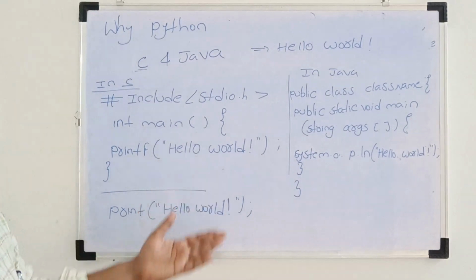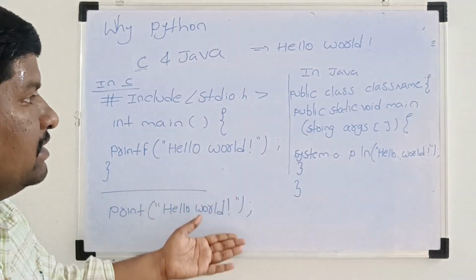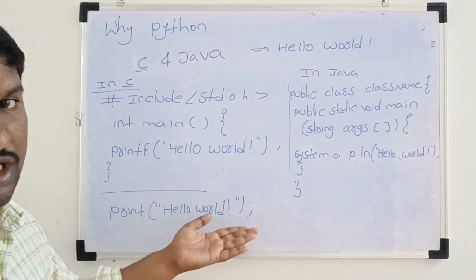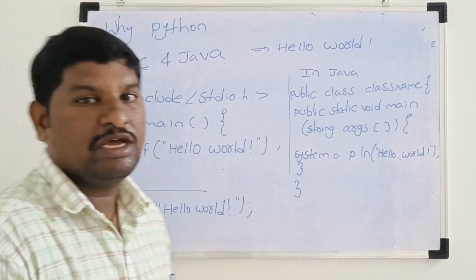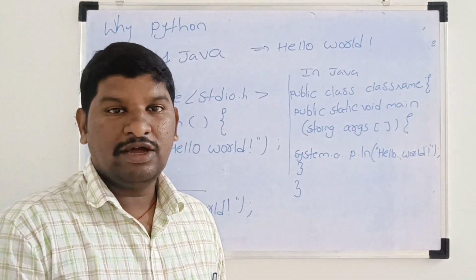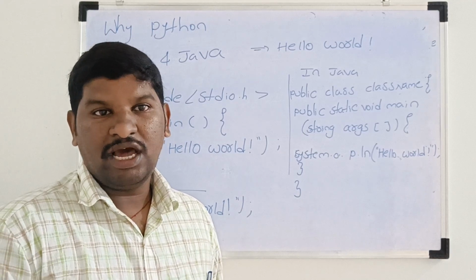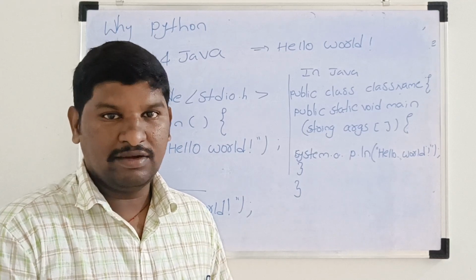So this demonstrates how it reduces the amount of code required to achieve a task. So Python allows us to write complex programs that are concise and easier to read.